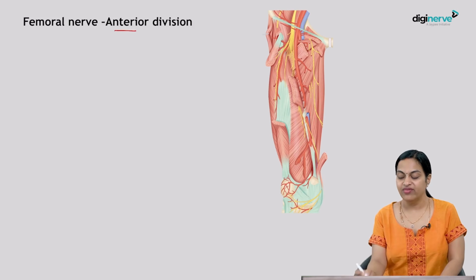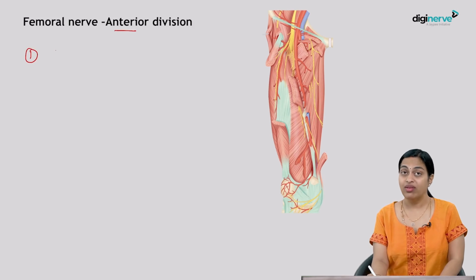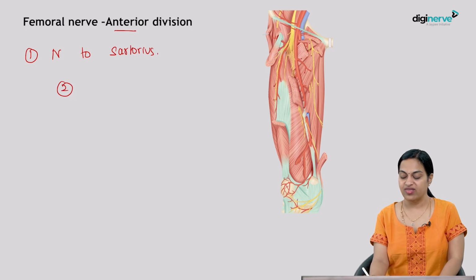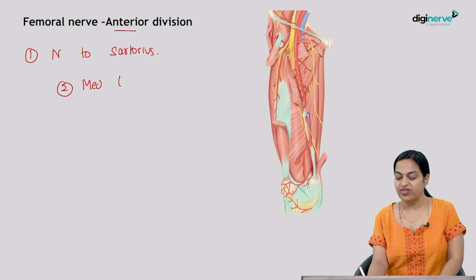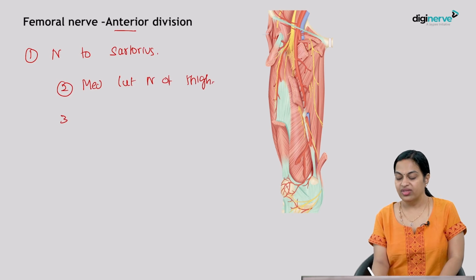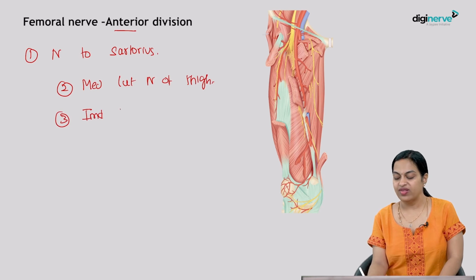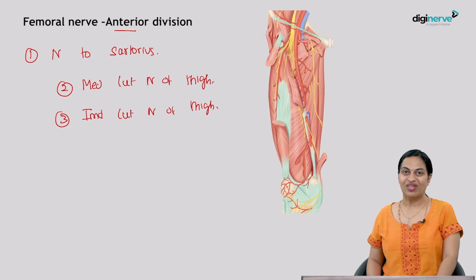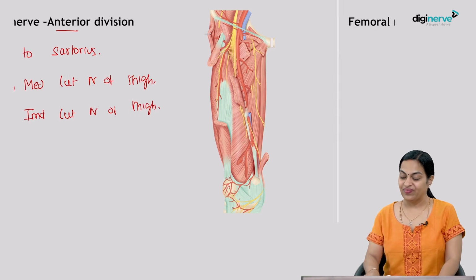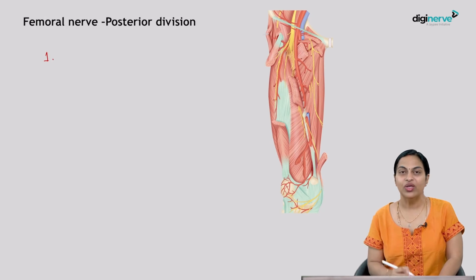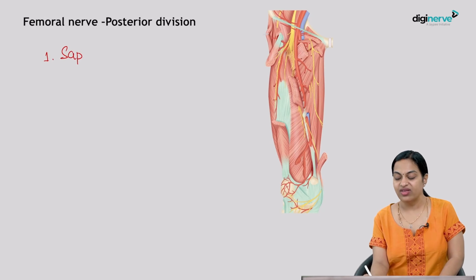Coming to the anterior division of the femoral nerve, it gives one muscular branch, nerve to sartorius, and two cutaneous branches, the medial cutaneous nerve of thigh, and one more, the intermediate cutaneous nerve of thigh. Well, talking about the cutaneous innervation of the front of thigh, we have seen about it, right? Posterior division of the femoral nerve, it gives one cutaneous branch, the saphenous nerve.